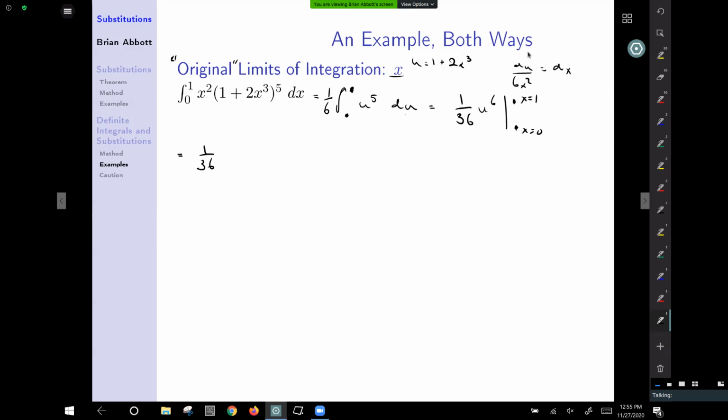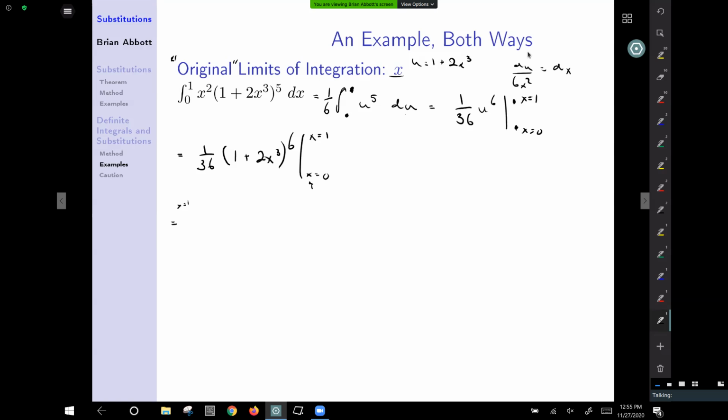1 over 36, let's do it. Let's back substitute. Times the quantity 1 plus 2x to the 3rd power raised to the 6th. And now I can evaluate this thing from x equals 0 to x equals 1. And so to do that, we've back substituted so that our resulting integral is in terms of the original variable, so I can use the original limits of integration, which are in terms of that variable.